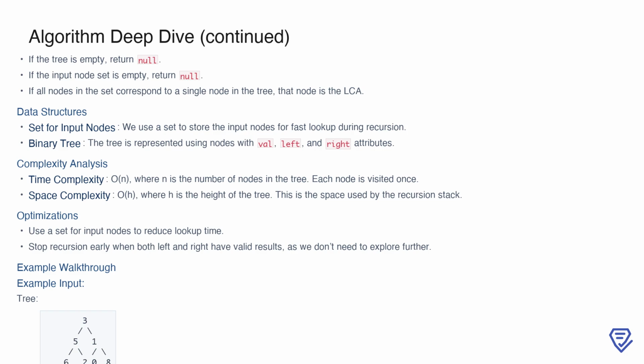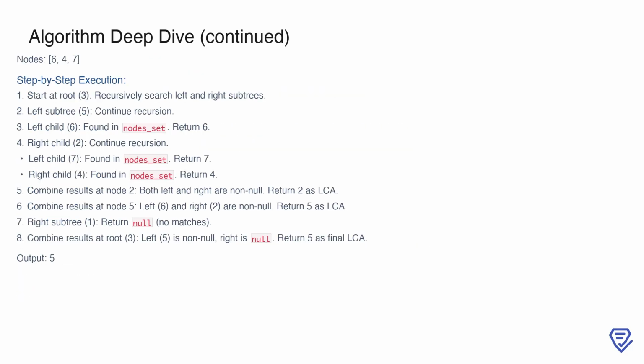To better understand the algorithm, we can walk through a concrete example. Consider the binary tree visualized here, where the root node has a value of 3, and we are tasked with finding the LCA of the nodes with values 6, 4, and 7. We start at the root node, 3, and recursively explore its left and right subtrees. In the left subtree, rooted at 5, we continue the recursion.